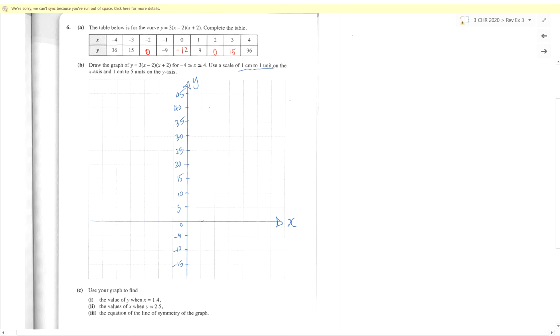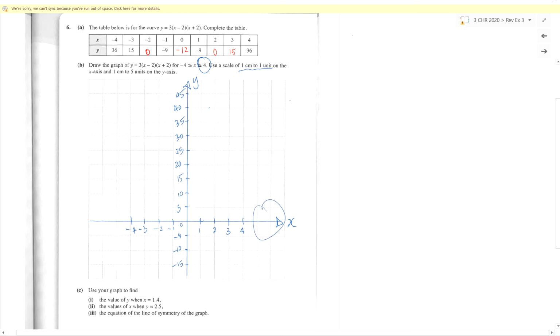1 cm to 1 unit. So this must be 1, 2, 3, 4. Should I continue with 5, 6, 7, 8? No need. They tell us it is until 4 only. So on the other side, -1, -2, -3, and -4.